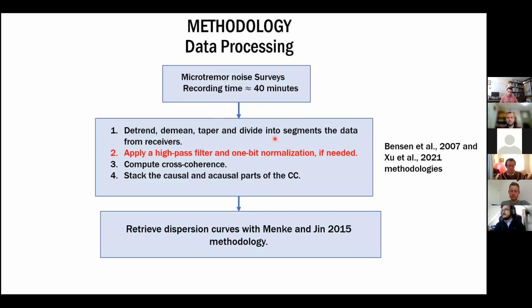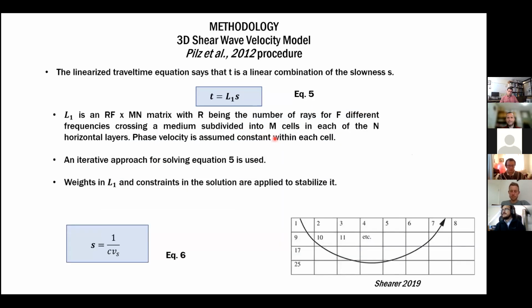So now we have the dispersion curves, and we can proceed to generate the shear wave velocity model. The linearized travel time equation says that the time is a linear combination of the slowness S, and is given by this equation, where L1 is an RF times MN matrix, with R being the number of rays for F different frequencies crossing a medium, subdivided into M cells in each of the N horizontal layers. Phase velocity is assumed to be constant within each cell.